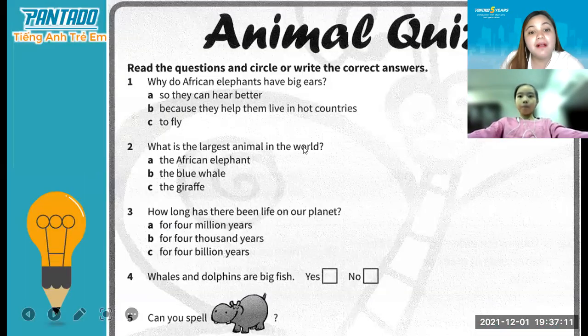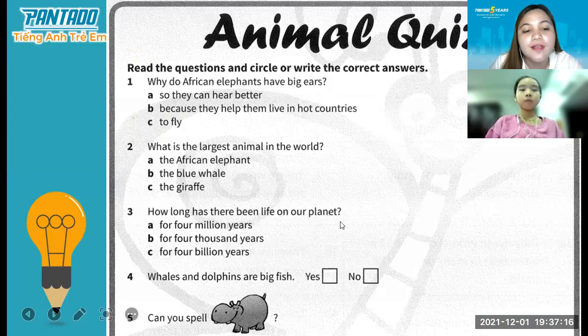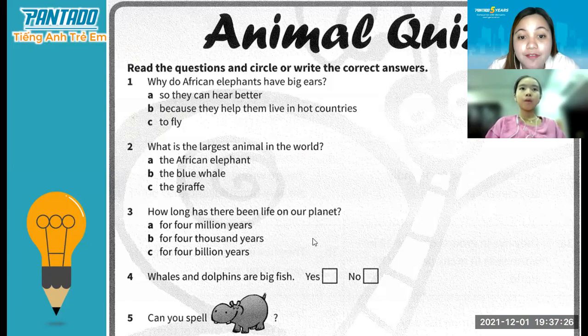Let's do an animal quiz. Okay, so this is our activity, animal quiz. I'm going to read the questions and then you have to encircle or write the letter of your answer. Okay, number 1, Mary. Why do African elephants have big ears? Because they live in hot countries. Oh, wait a minute. Can you write the letter of your answer, please? Okay.